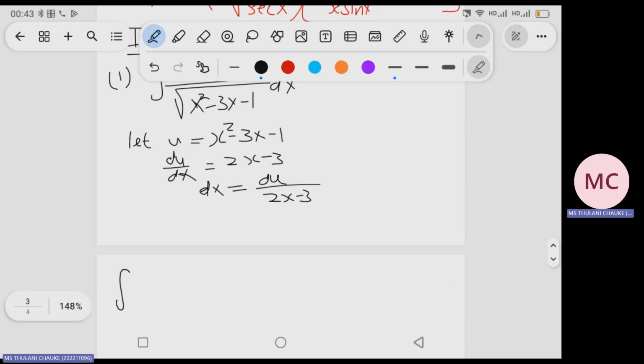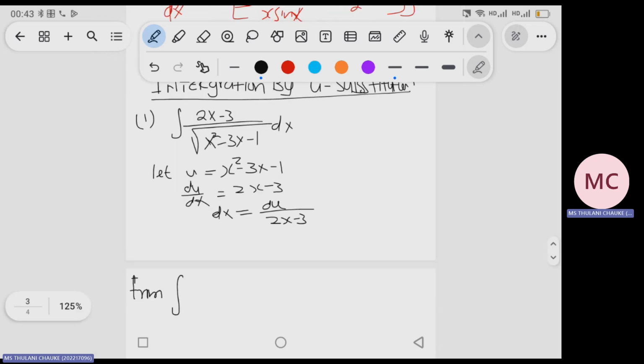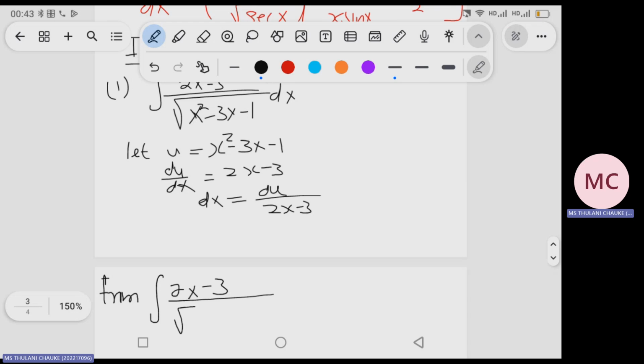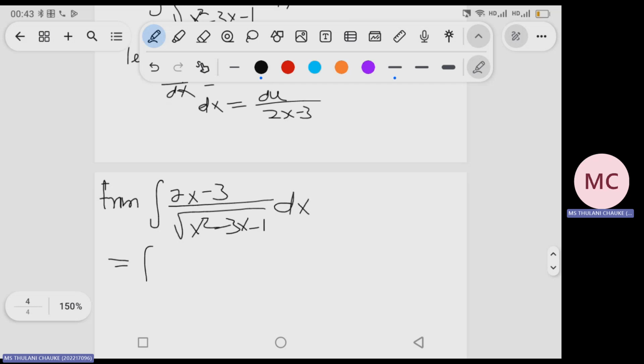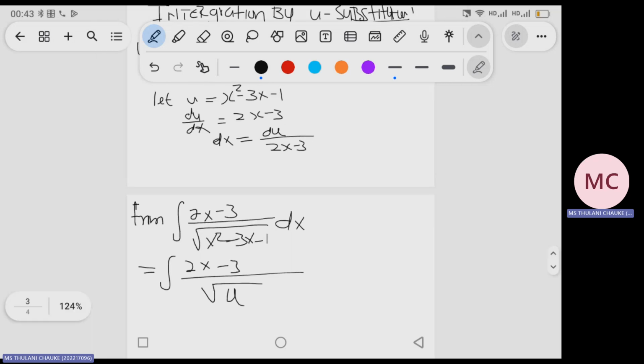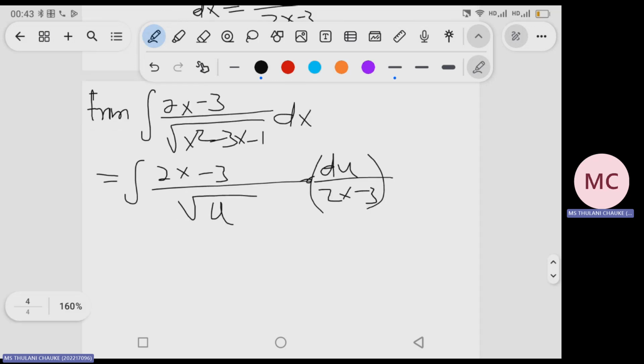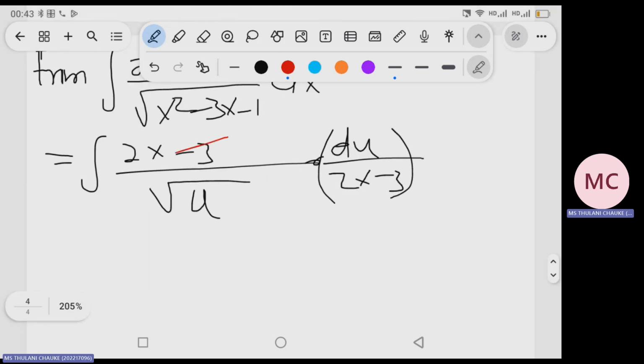So we're having the integral, I'll just say from, so that the logic can make sense, from 2x minus 3 all over the root of x squared minus 3x minus 1 dx. This will be equal to the integral of 2x minus 3 all over the root of u. We said dx is du over 2x minus 3. So if you check these two, they will cancel.